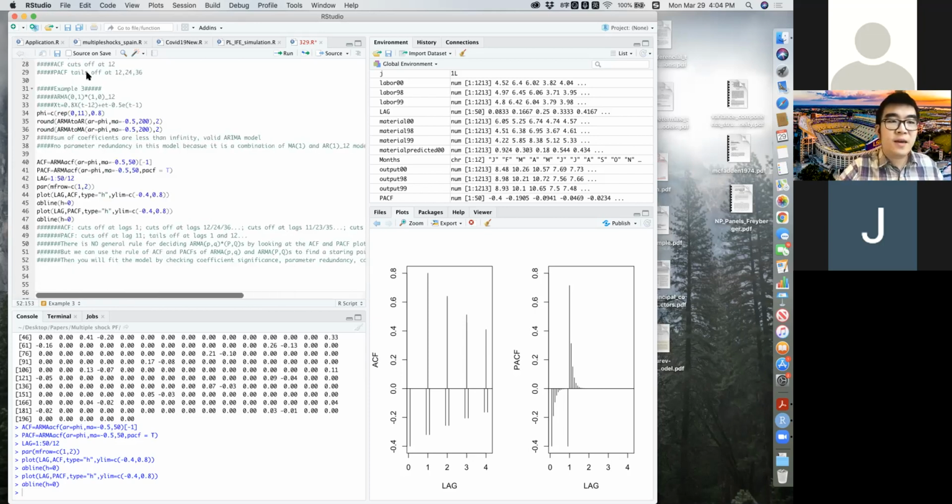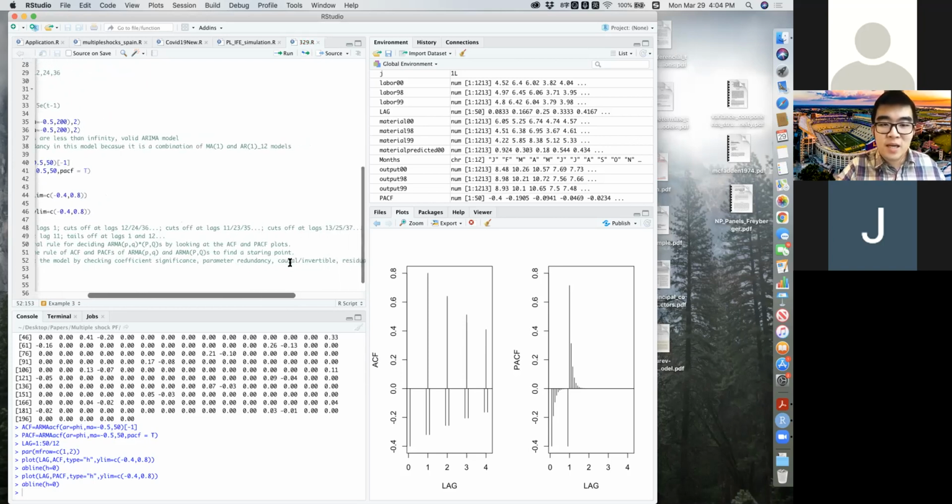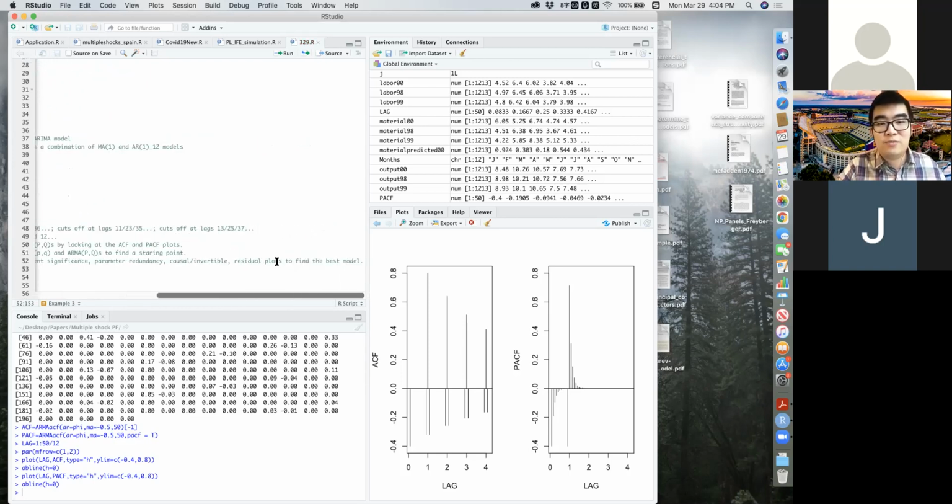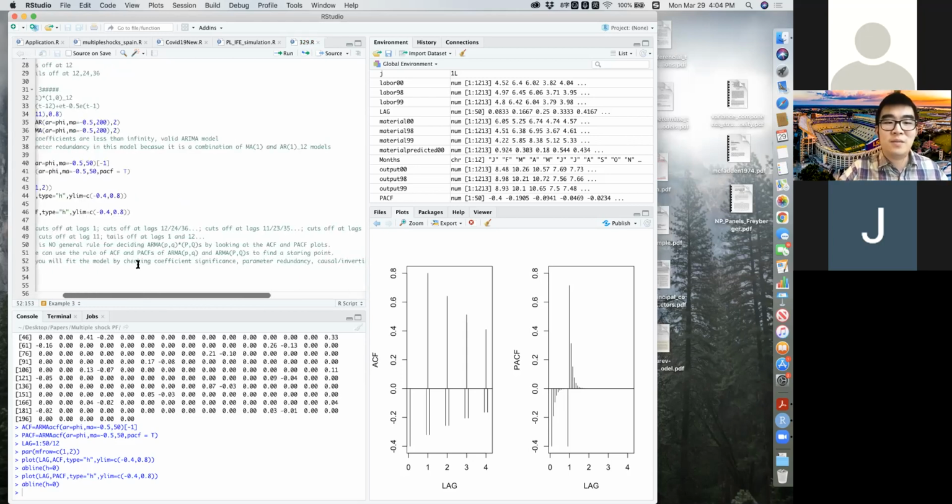And then after you have a starting point, you will fit a lot of models. For those models, you will check the coefficient significance, check for parameter redundancy, check whether it is a causal and invertible model, and check the residual plots to find the best model. So this step is the same.